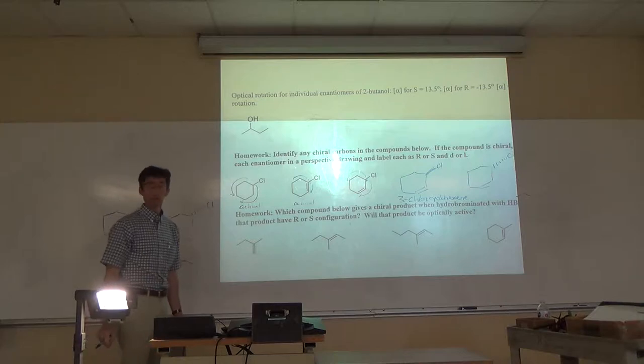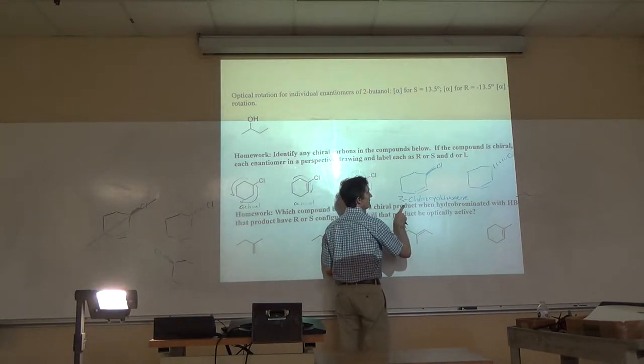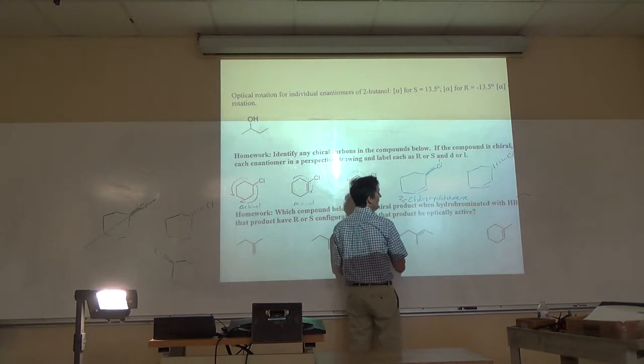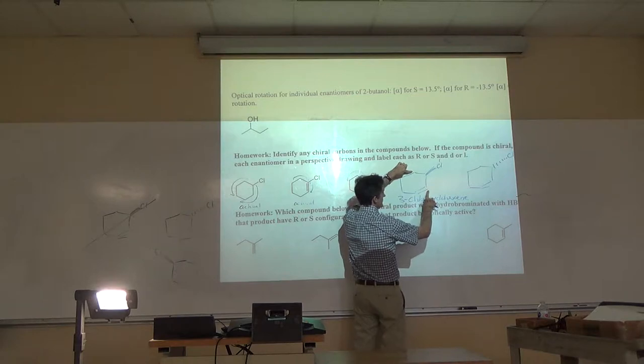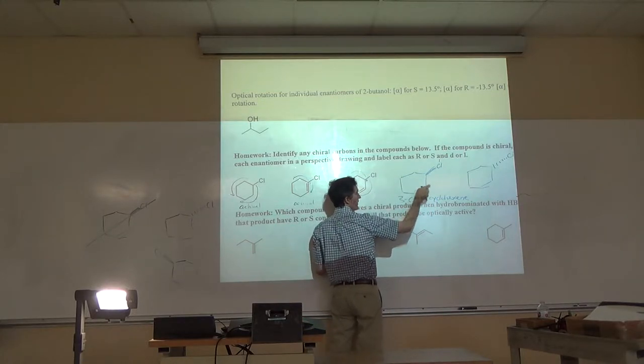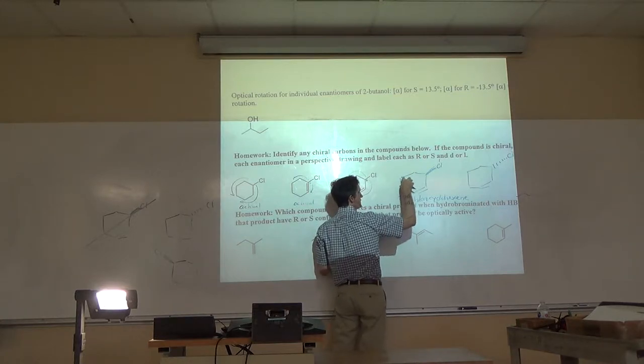R and S. We could do R and S. What do you want to put in front of this one? S. Chlorine's one. What's two? The alkene's carbon or the carbon outside the alkene? How do we do this? Carbon or carbon? Well, what's on this carbon? Two H's and a carbon.